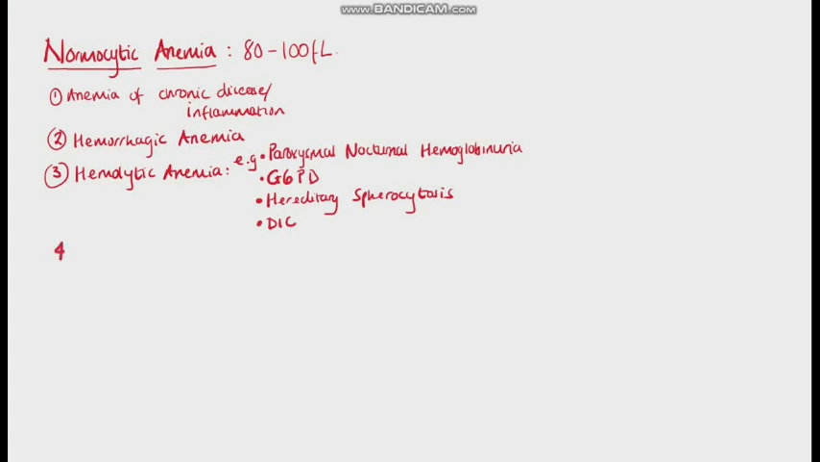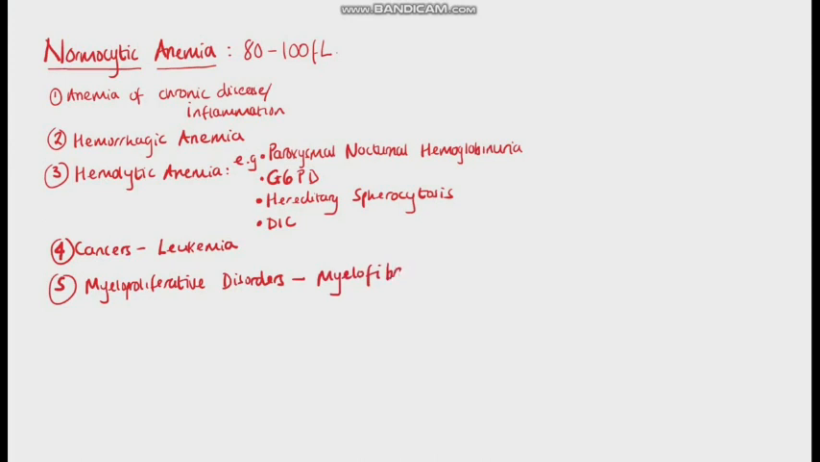Cancers such as leukemia are also in this list, as well as myeloproliferative disorders, where initially we may even see increased red blood cell counts and hematocrit, such as in polycythemia vera, but they progress towards myelofibrosis, where we see the anemia, or even a mixture of microcytic and macrocytic anemias in the same patient can also give us normocytic anemia.